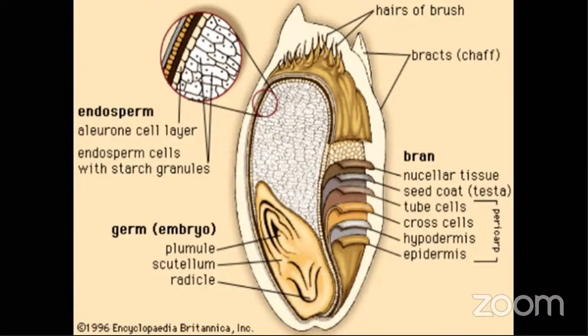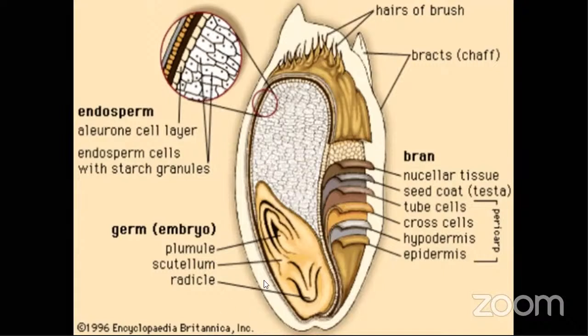So the germ is composed of mainly three things. One is cotyledon, you may say scutellum, and then is the plumule, and then is the radicle. Radicle leads to the formation of root, and plumule leads to the formation of the shoot. So this germ is there. It is the reproductive part of the grain.